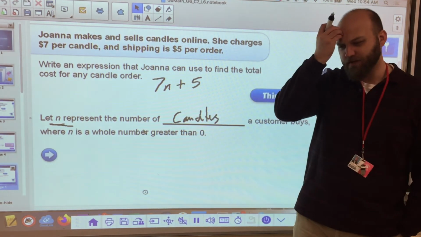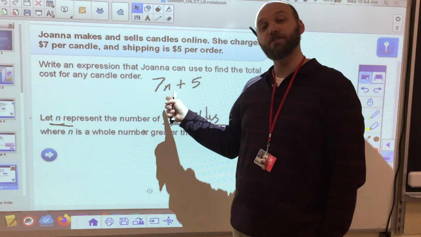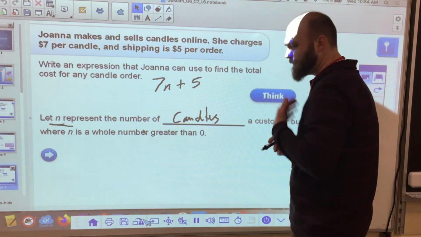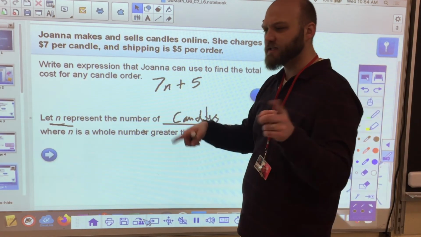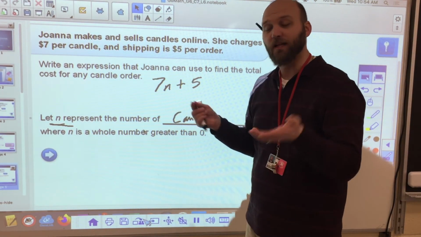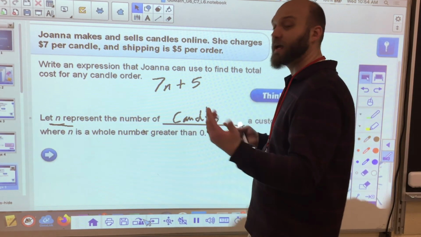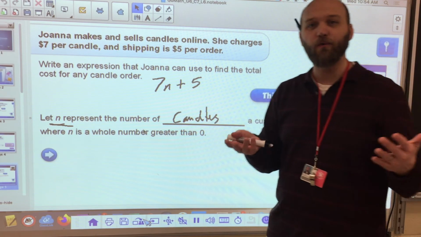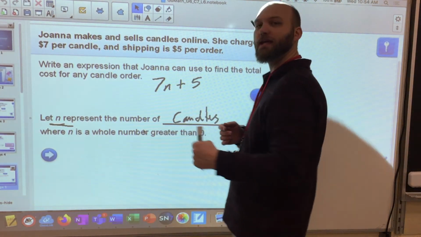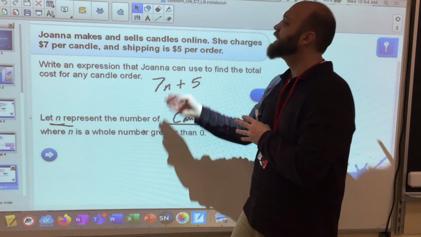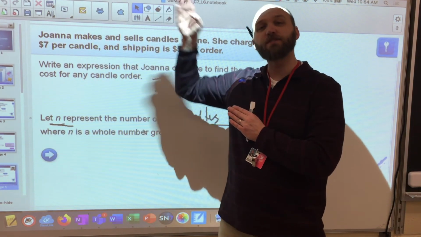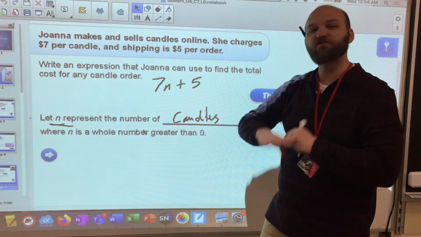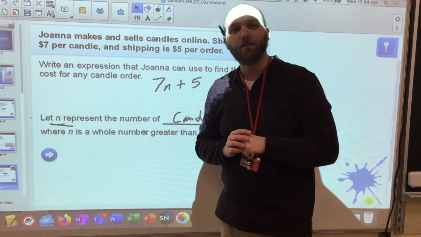So I have this concept. Every candle, that's the part that's going to change, but every one costs $7. If I buy one candle, 7 times 1 is 7 plus 5 gives me $12. That's my order. If I buy 3 candles, 7 times 3 is 21 plus 5. That gives me $26 for my order. So N can change, and for every one, I'm going to have another $7. So $7 multiplied by the number of candles plus this $5 for the one-time shipping fee.